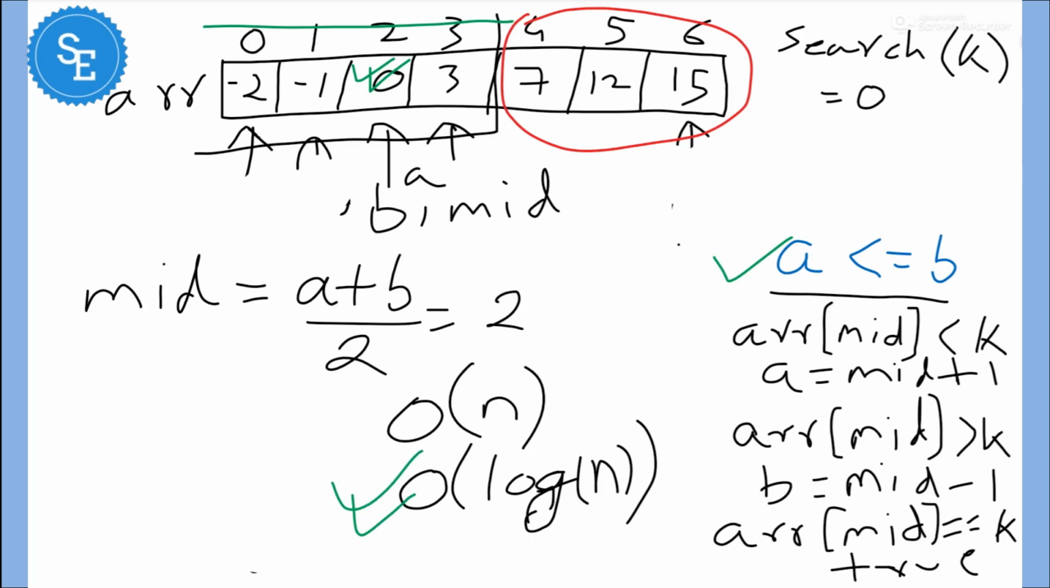If our array size is very long and the number to be searched is present at the last position of the array, in that case binary search will take only O of log n time, whereas O of n time will be taken for doing a linear search. So this is the reason we use O of log n.